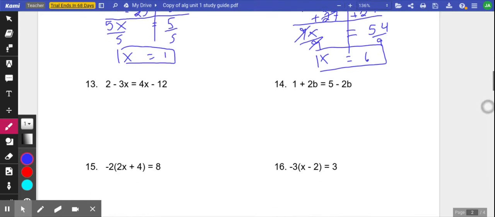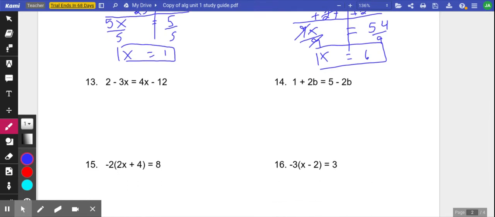All right, so now we'll do number 13. For this one, we have x's on both sides of the equation. So what that means is we need to get x's on one side of the equation. So I always take the lower one. On this side, we have a negative 3x, and on this side, we have a positive 4x.